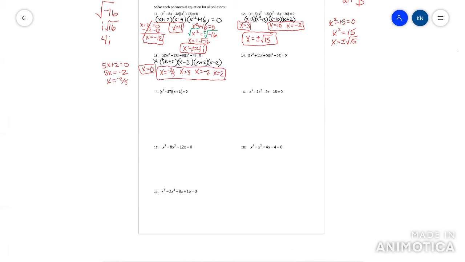That problem was rather easy compared to some of these. All right, next one. Here's another trinomial. This one's going to be 2x plus 1, x plus 5. And then this is a difference of squares. That's going to be x plus 8, x minus 8.